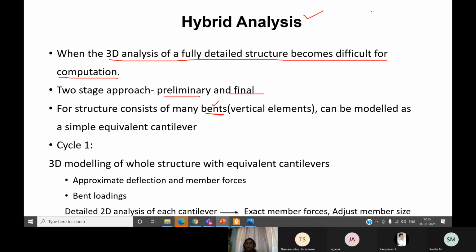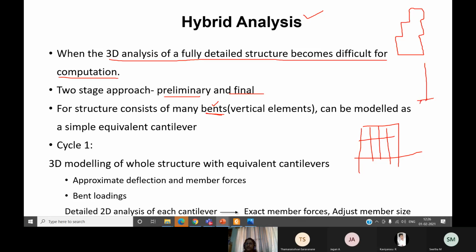That means if I have many vertical elements, or a shear wall like this, one shear wall, another shear wall, or the entire frame together, I can just model it as a single column, as a single equivalent cantilever.